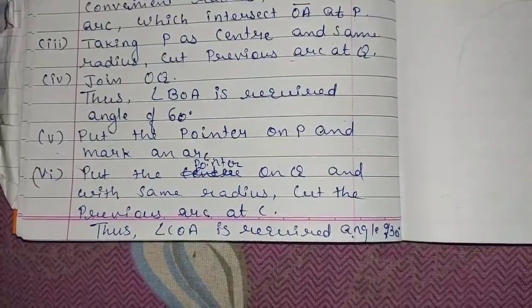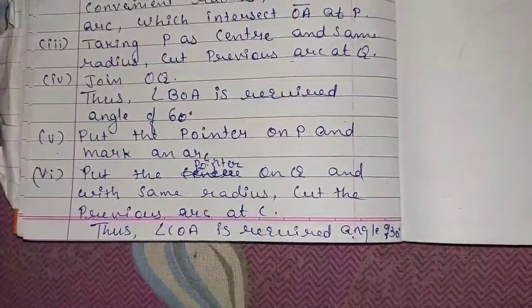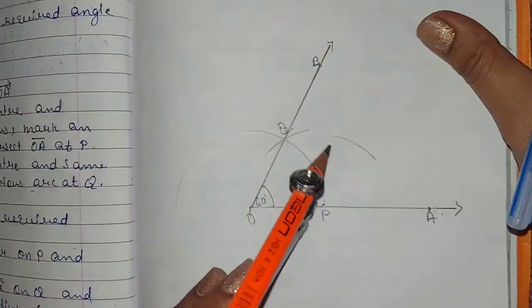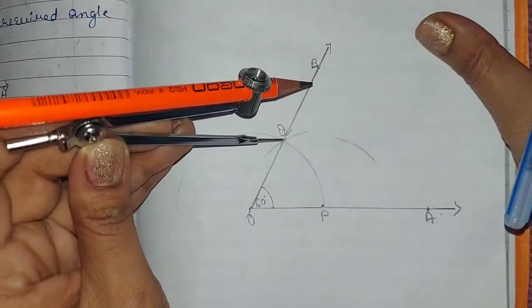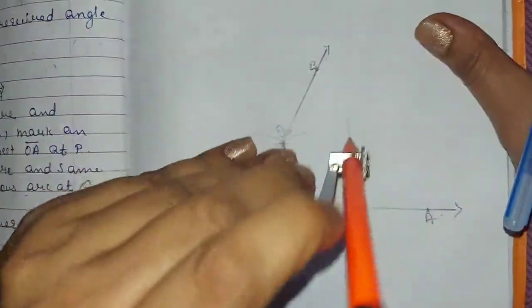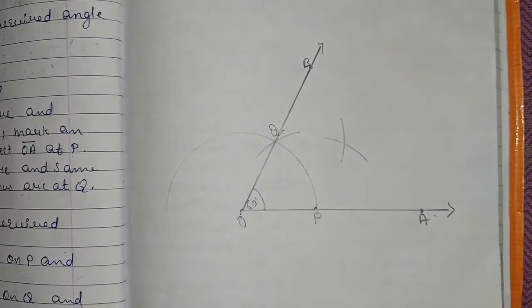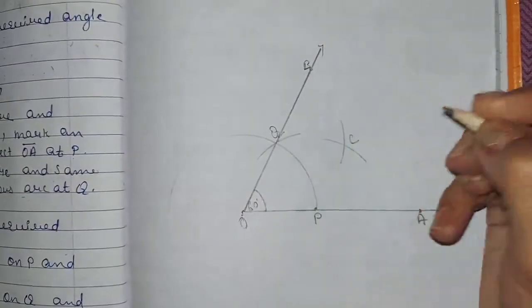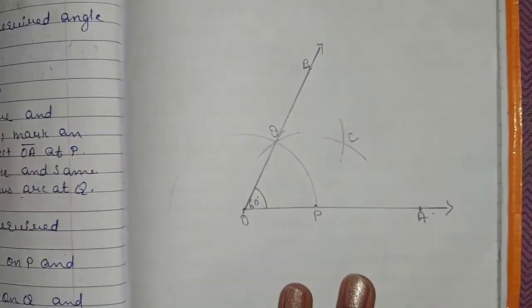Step 6. Put the pointer on Q and with the same radius cut the previous arc at C. So students, now with P as a center we have marked one arc. Now with Q as a center let us mark another arc. And this intersecting arc we have to label as C. Now let us see the next step.